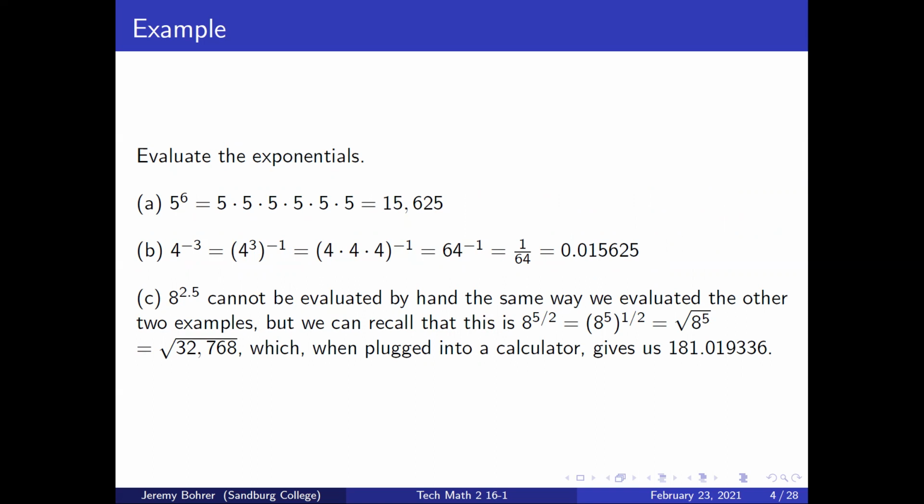8 to the 2.5 cannot be evaluated by hand the same way that we evaluate the other two examples, but we can recall that this is 8 to the 5/2, which is 8 to the 5th to the 1/2, which is the square root of 8 to the 5th, or the square root of 32,768, which when plugged into a calculator gives us 181.019336.